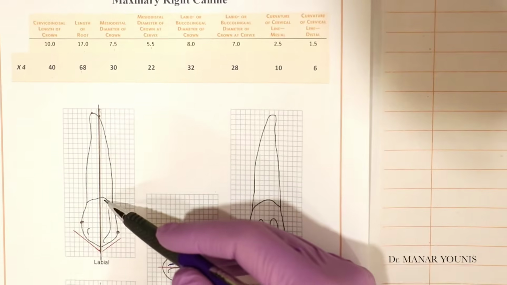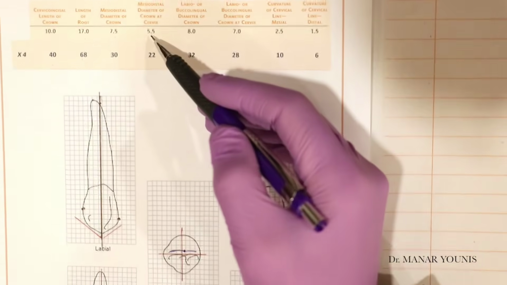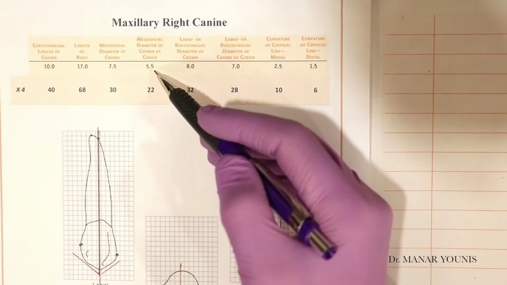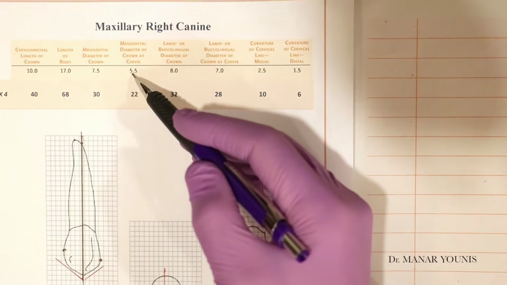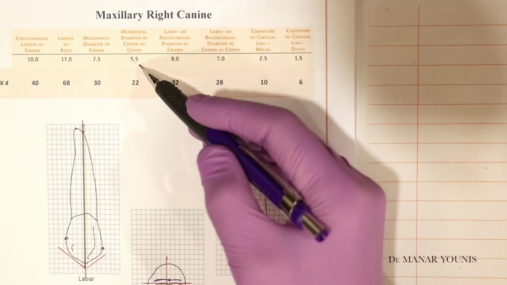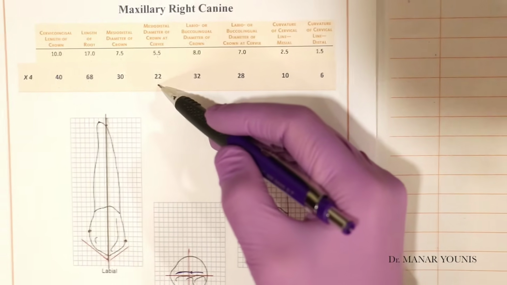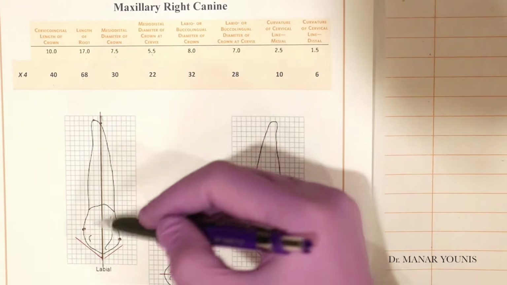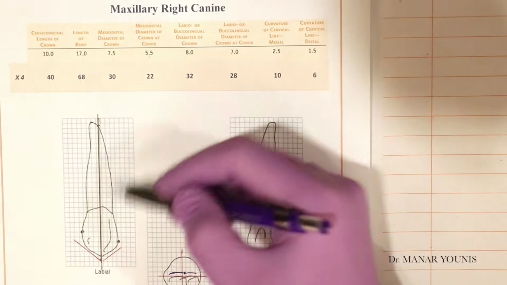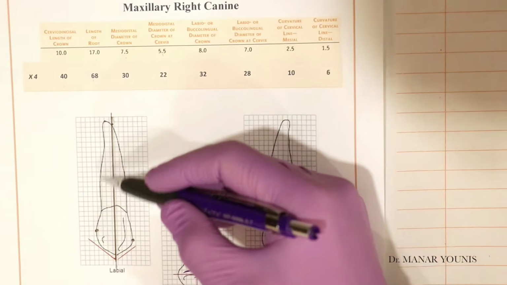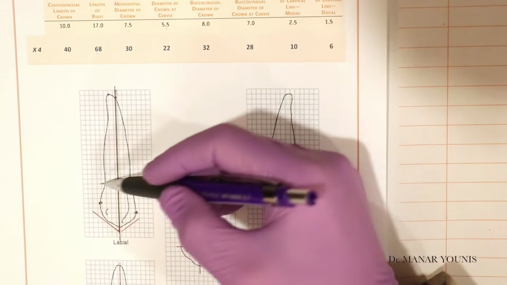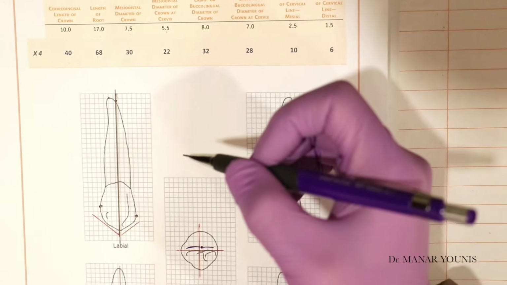Then I should mark the mesodistal diameter of the crown at the cervix, which is narrower than that of the maxillary central incisor. It's about 5.5 millimeters. After magnification, it will equal 22 millimeters. The width of the crown at the cervix is narrowed to accommodate the narrowness of the root, which is slender mesodistally from the labial aspect.